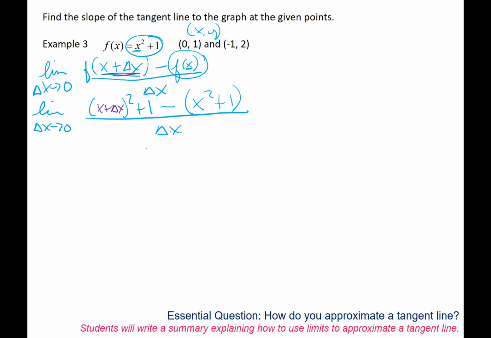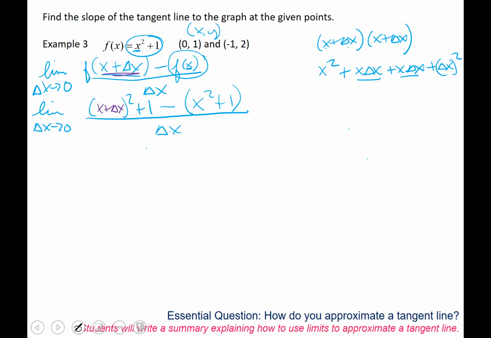What does the squared mean I have to do on that thing? Foil it. Okay, good. So we've got x plus delta x times x plus delta x. So what's x times x? X squared. X times delta x is x delta x, and I have that twice. And then delta x times delta x is delta x squared. How many of these things do I have in the middle? 2. So x squared plus 2x delta x plus delta x squared. There was something like that in the first week of homework.